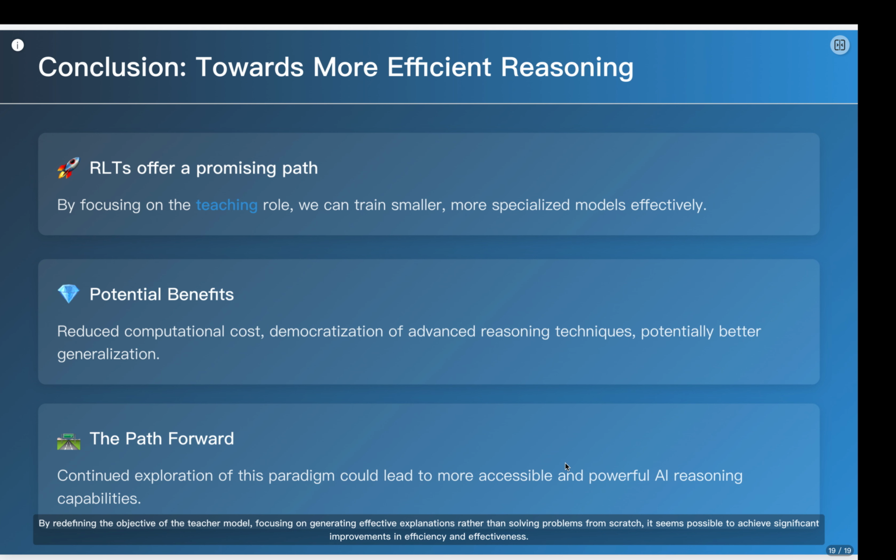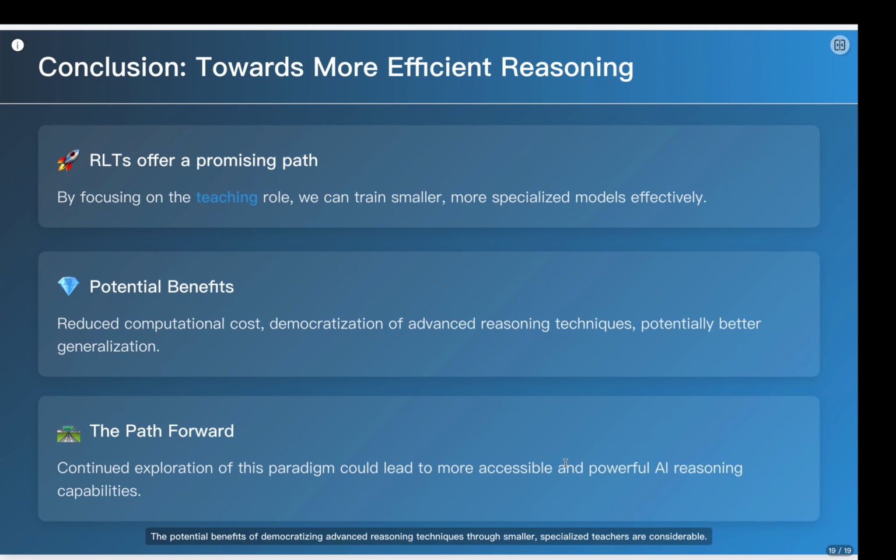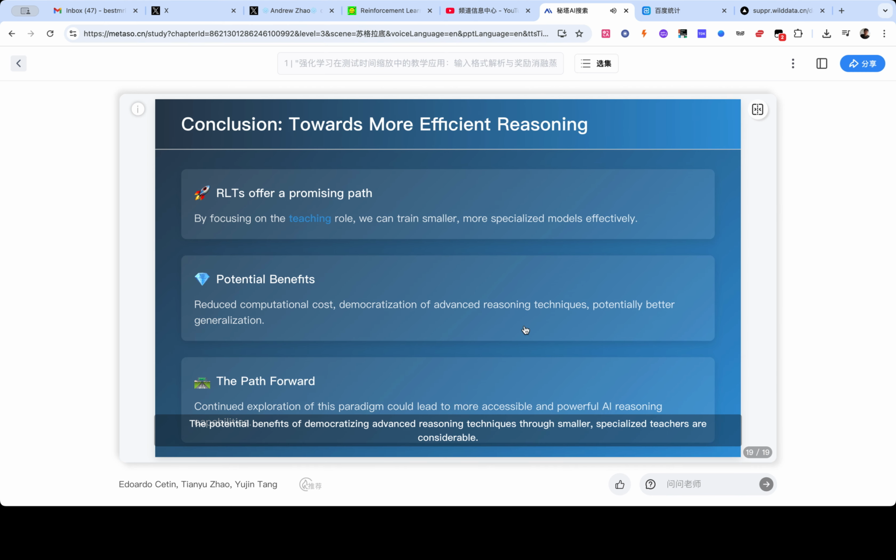By redefining the objective of the teacher model, focusing on generating effective explanations rather than solving problems from scratch, it seems possible to achieve significant improvements in efficiency and effectiveness. The potential benefits of democratizing advanced reasoning techniques through smaller, specialized teachers are considerable. The journey of understanding continues, and perhaps this framework offers a valuable new lens through which to view the complex interplay of learning and teaching.